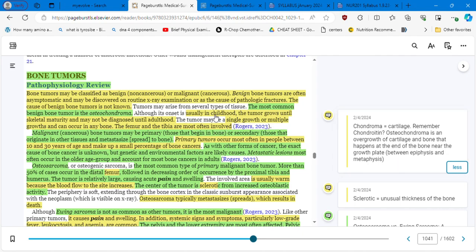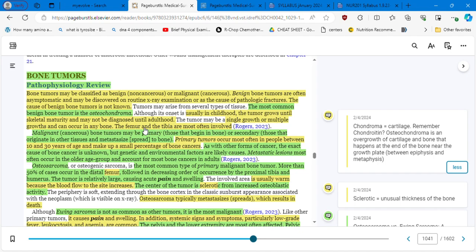This happens usually in childhood. The tumor grows until skeletal maturity and may not be diagnosed until adulthood. So there may be a single growth or multiple growths, and it can occur in any bone. So it could happen in one bone or different bones, but always in the same site, right? The femur and the tibia are most often involved.